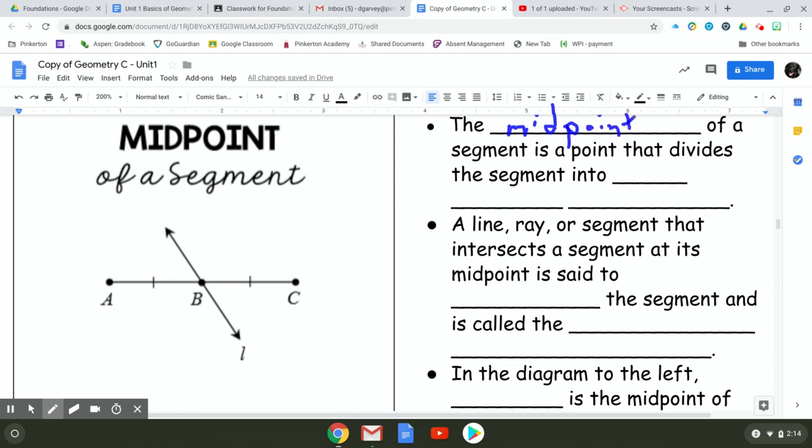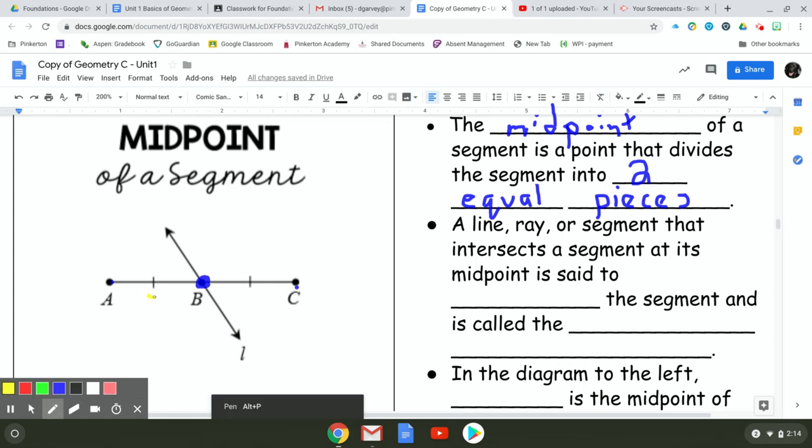of a segment is a point that divides the segment into two equal pieces or two equal segments. So you see this point B here breaks segment AC into two equal pieces, and you know that those pieces are equal because you have those tick marks. And you remember those little tick marks show you that segment AB is congruent to segment BC.